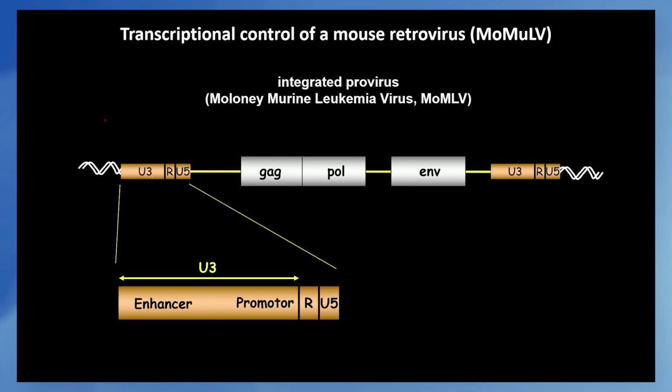So the U3 region contains the enhancer promoter region of the vector. This enhancer region has many binding sites for transcription factors controlling the transcriptional activity of the retrovirus, and usually is a very strong element, and as enhancers influencing also the transcriptional activity of a whole area around the integrated retrovirus. So genes upstream, downstream, have long-range activity.